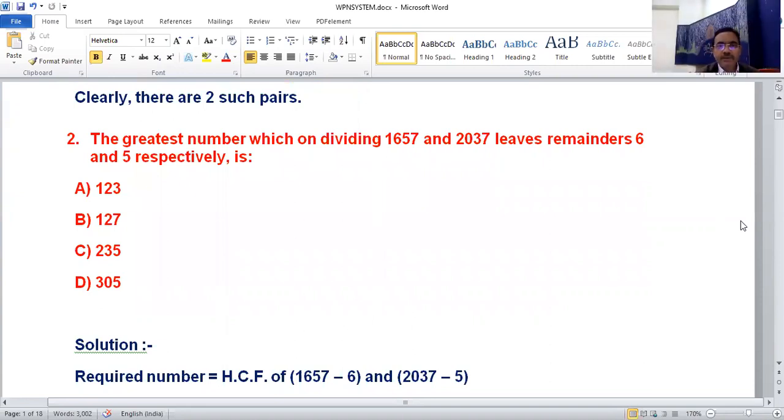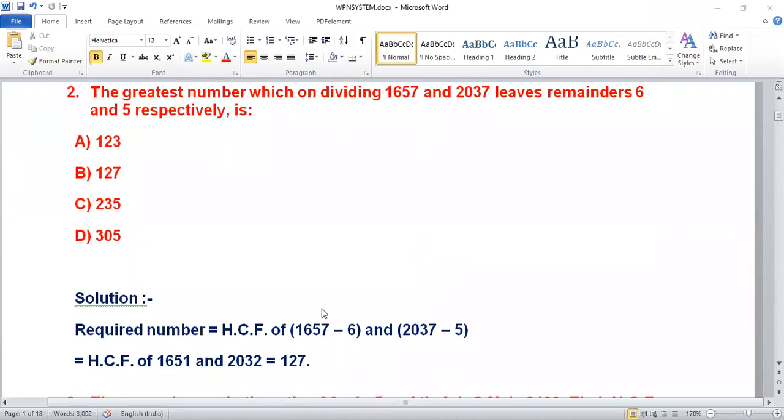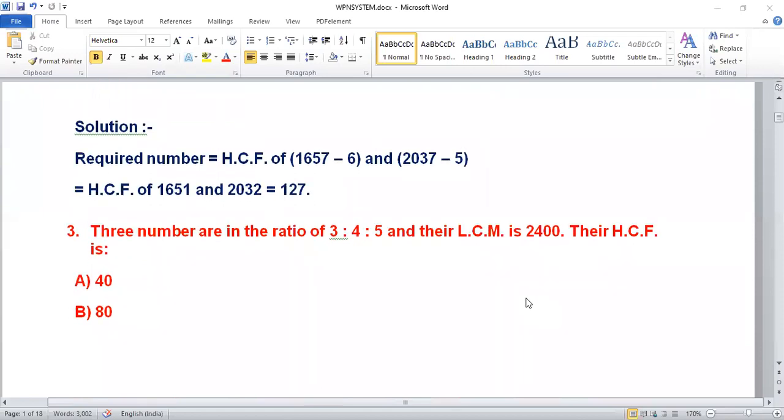Find the greatest number which on dividing 1657 and 2037 leaves a remainder of 6 and 5 respectively. So what is the trick? You just find the HCF of these two numbers, 1657 minus 6 and 2037 minus 5. That would be the answer. You can find the HCF of these two numbers. Now let's move on to question number 3.